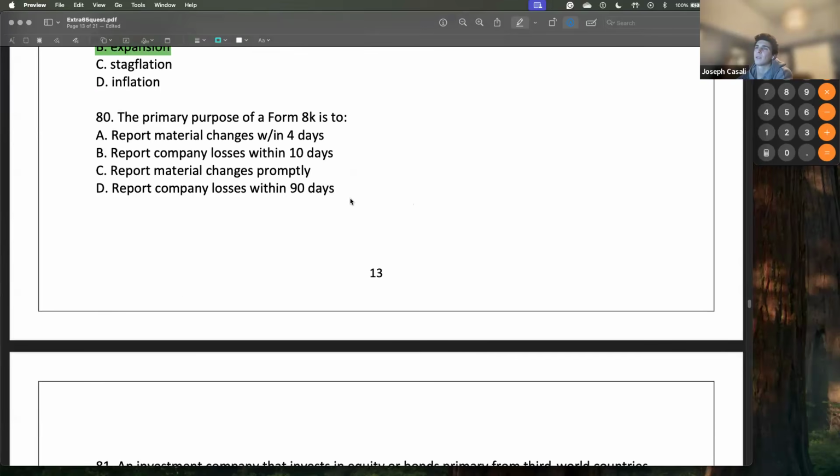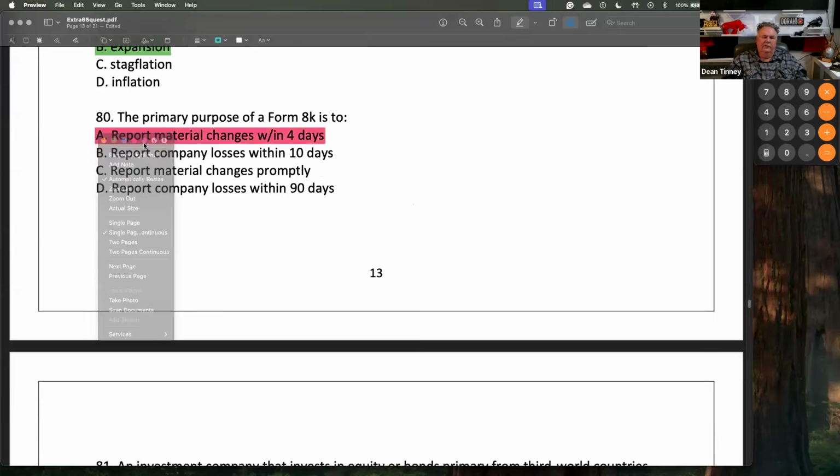Is it prompt? No, it's 4 days, and this is a material current event. When Silicon Valley Bank went under, I thought this was kind of silly because they filed the 8-K saying that they had lost $2 billion in their bond portfolio and that Goldman Sachs was going to go find them some money. And they filed it before they had to.